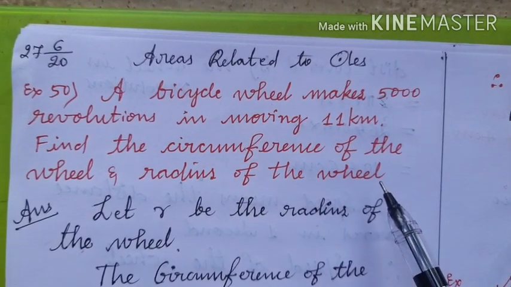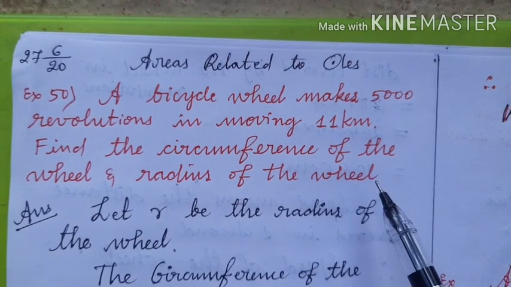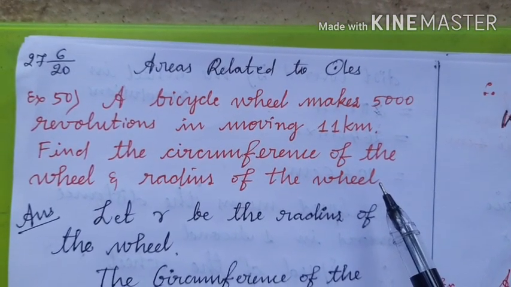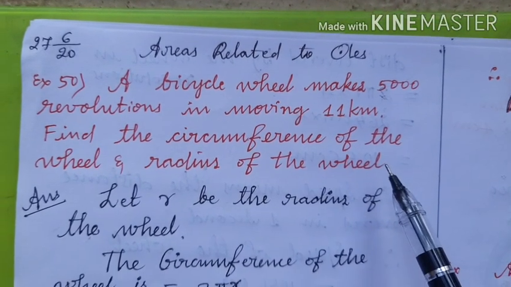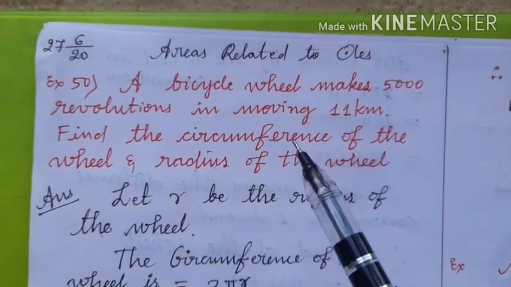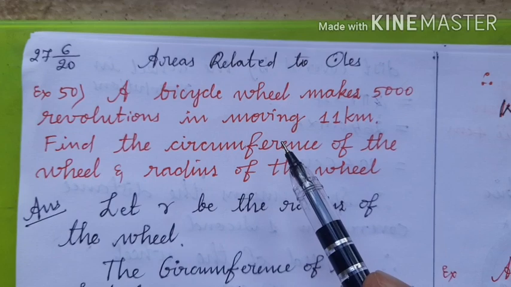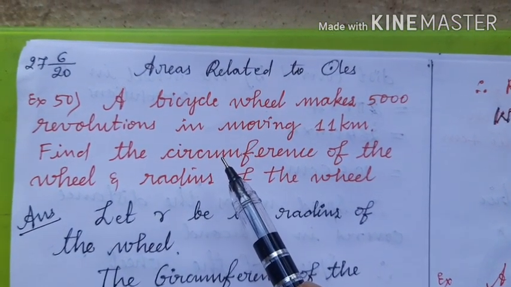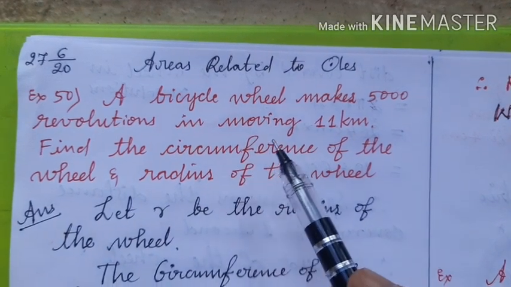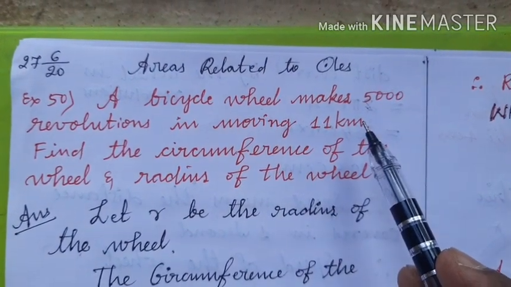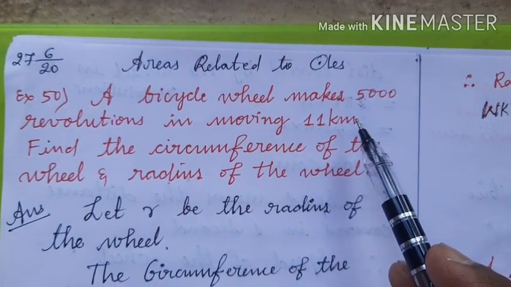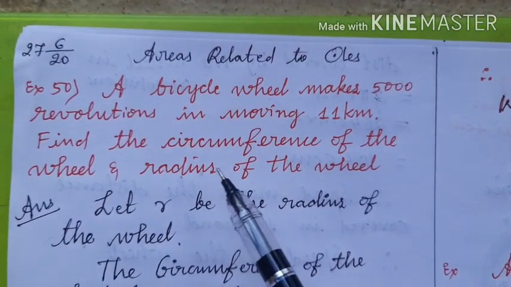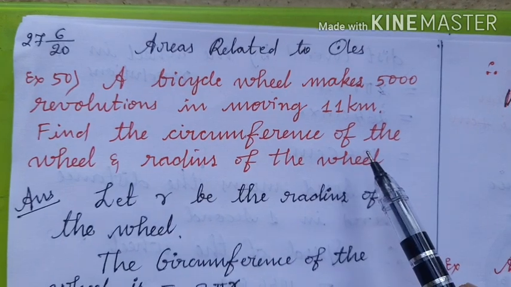Now let us properly understand this question and analyze. See here, children, there is a bicycle wheel that makes 5,000 revolutions and moves 11 kilometers. And we have to find the circumference of the wheel and radius of the wheel.